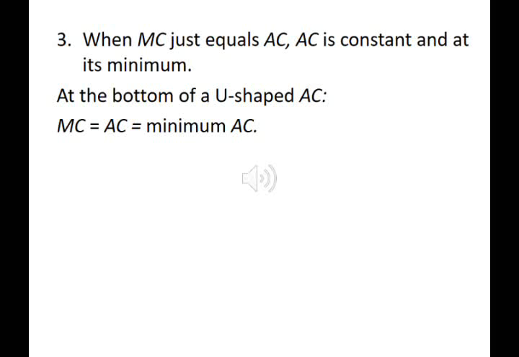So we know that the average cost curve looks like a U shape. At the bottom of the U shape of the average cost, which is the minimum point of the average cost, this will be the point where the marginal cost is equal to the average cost. So the marginal cost will be equal to the average cost, which will be equal to the minimum average cost. So this point of intersection, when the marginal cost is equal to the average cost, will happen at the minimum average cost or at the bottom of the U shape.